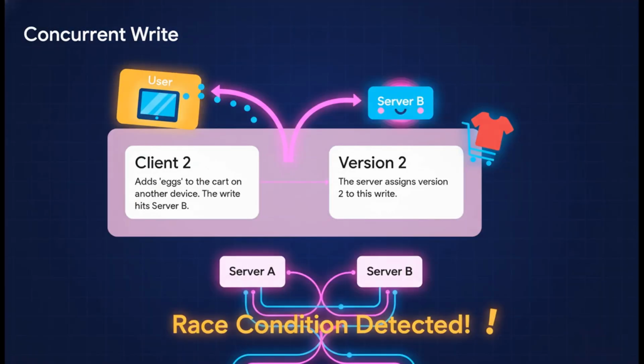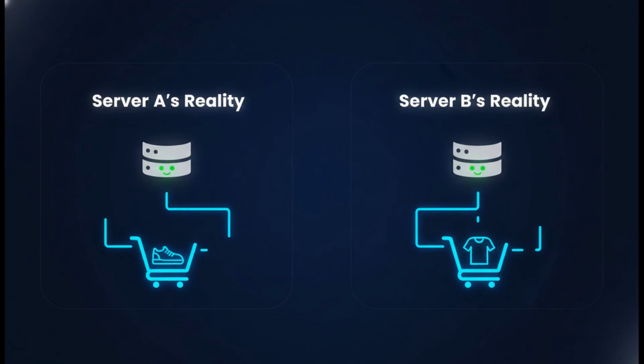But then, just 1 second later, the same user is on their iPad. They add a shirt to their cart, and thanks to our load balancing, that request hits a completely different machine, server B. And just like that, a race condition has officially begun. And now we have two realities. Server A is certain the cart contains shoes. Server B is just as certain the cart contains a shirt. Neither server has any idea about the other item.